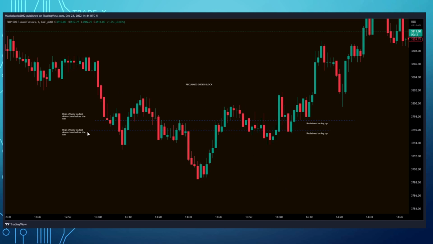So this is where it starts to make sense for you guys. So let's break down what we have. We have this leg lower. What are we looking for? We're looking for the lowest down close candle before the mini retracement high. Bingo. Draw that across your chart. Next drive down. What are we looking for? Lowest down close candle before the retracement high. Bingo. Draw that across your chart.